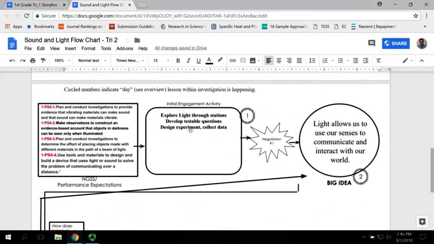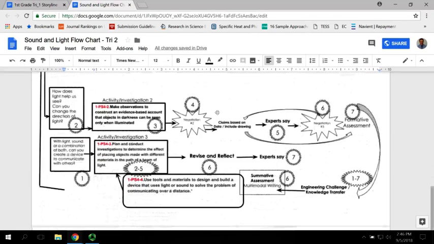So you'll come down here, the same format. They'll explore light at these different stations, get together, and they will create this big idea about light and how it's also useful to help us communicate to other things in our world. This one: how does light help us see? Can you change the direction of light? So you're going to have an investigation about how we see and how we can change the direction through reflection. Same learning cycle here.